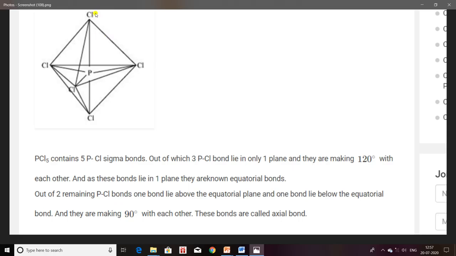Now axial bonds are longer than equatorial bond. So these two are the axial bonds, and these three bonds are equatorial bonds. So these two bonds are longer than equatorial bonds because in order to minimize repulsion, these axial bonds are longer than equatorial bonds.